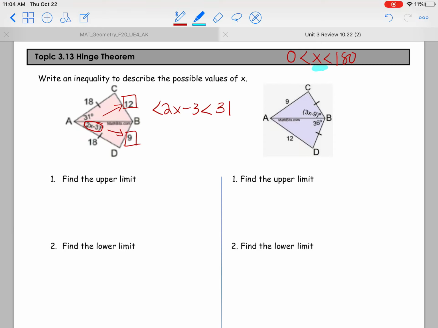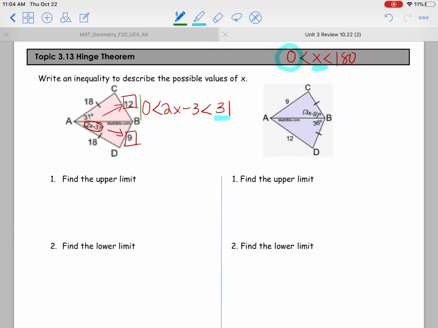The angle has to be less than 180, which in this particular case will be less than 31. But we know that it has to be greater than 0. So 0 will be my lower limit. So let's go ahead and solve this.